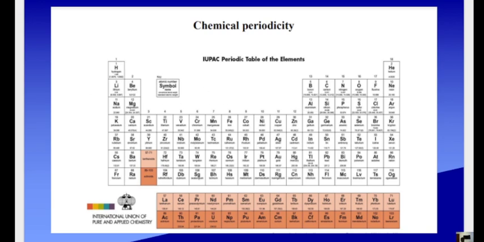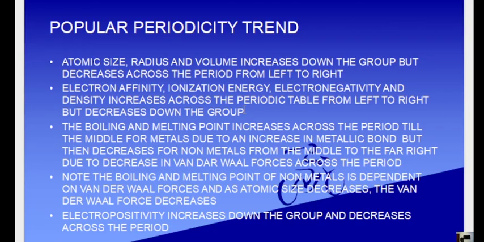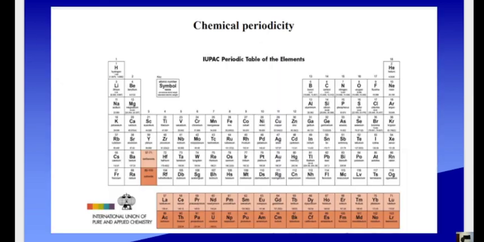Now, on the other hand, there is a decrease for your non-metals from the middle to the far right. And this is because there's a decrease in van der Waals force across the period. So what is responsible for the boiling and melting point of non-metals is the van der Waals force. And when it is decreasing, automatically it means that the boiling and melting point will be decreasing.